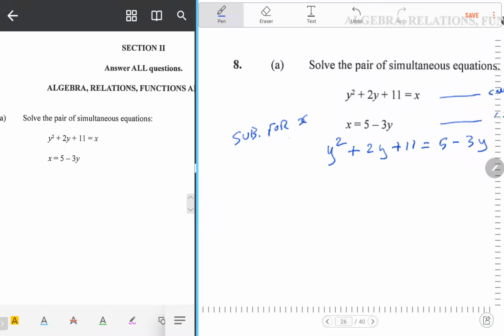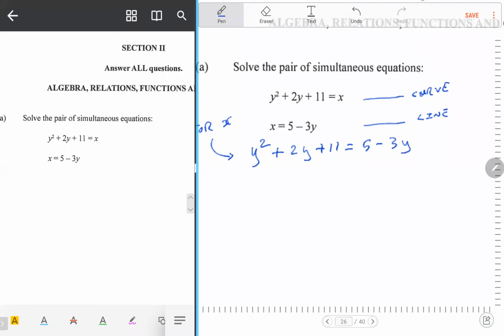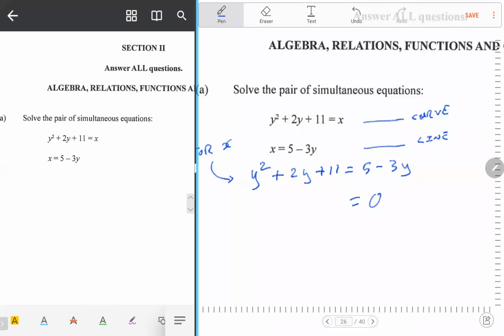We sub for x, that's what we're going to get. We sub for the x. All right, and then we're solving this. Now remember, to solve this, you bring it to a quadratic equals 0. So you transpose everything on one side equals 0. You have to bring it to the standard form before you try to solve. All right, so let's transpose everything.